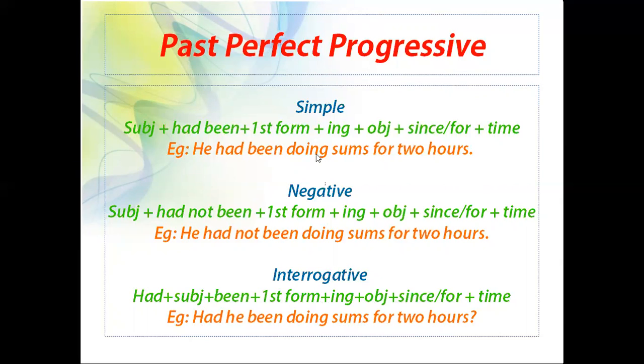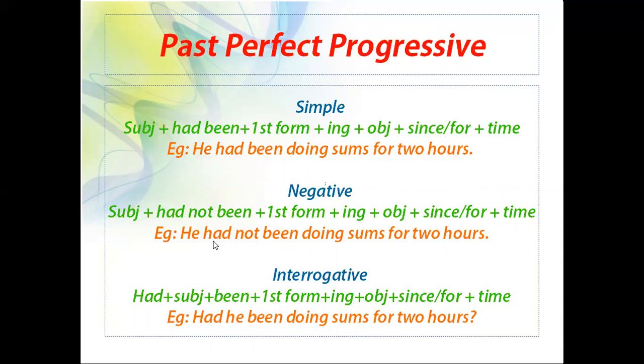So here we just have to add time also. You can see the example here. He refers to the subject. Then we should add the past perfect verb. What is that? Had been. First form do plus ing. And what is the object here? Sums. Then you should add since or for. So for time. What is the time? 2 hours. So, he had been doing sums for 2 hours.